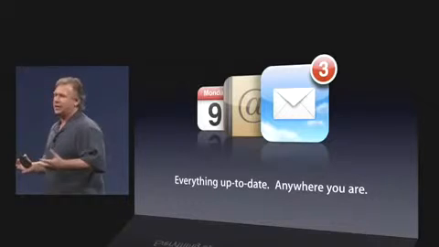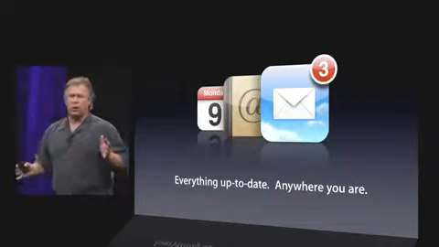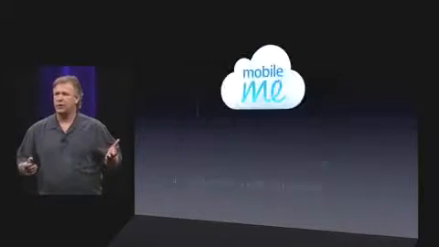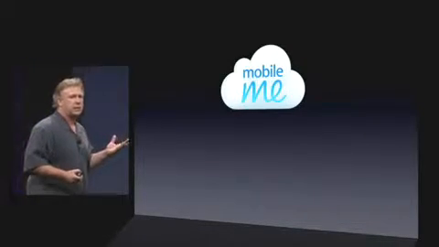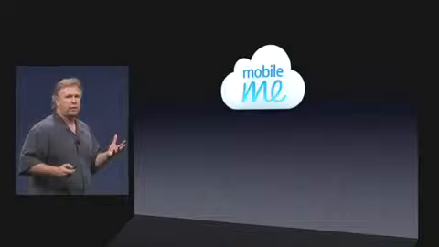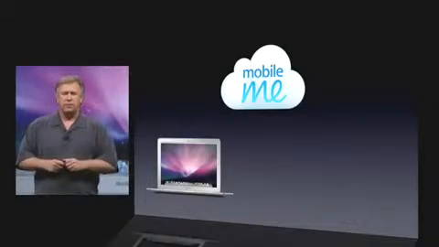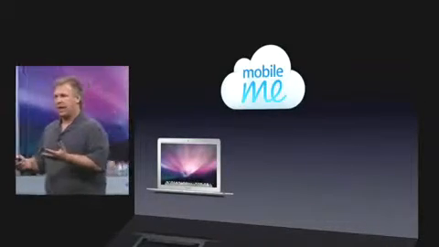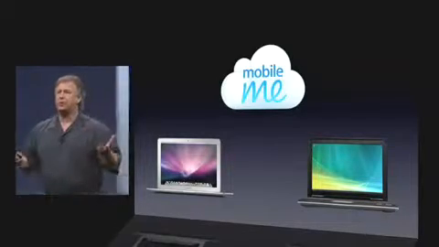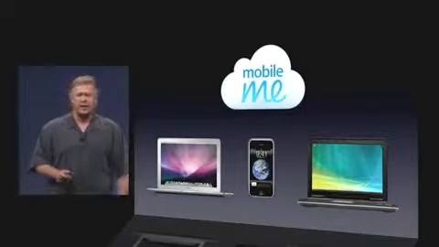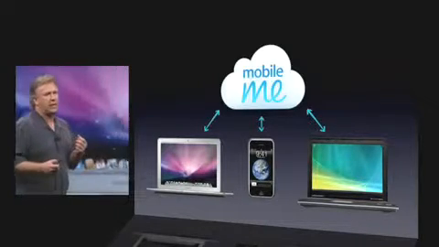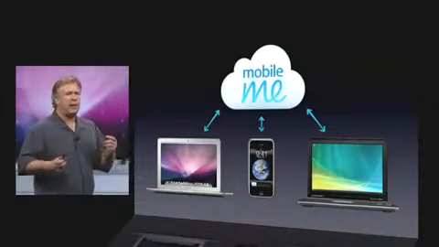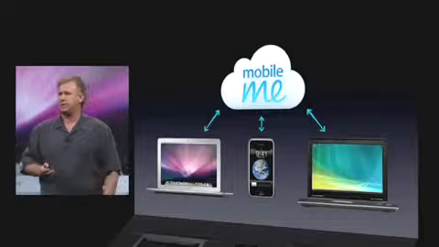So everything is up to date wherever you are. So how does it work? Well, Mobile Me stores your information up in the cloud, so you can get to it from anywhere using any of your devices. If you're using a Mac, happen to use a PC, and most importantly, use one of our great new devices like an iPhone, it will push the information up and down on the fly to keep everything up to date all the time.